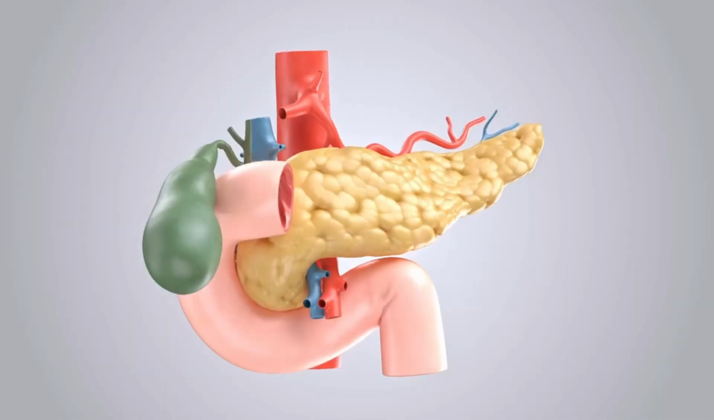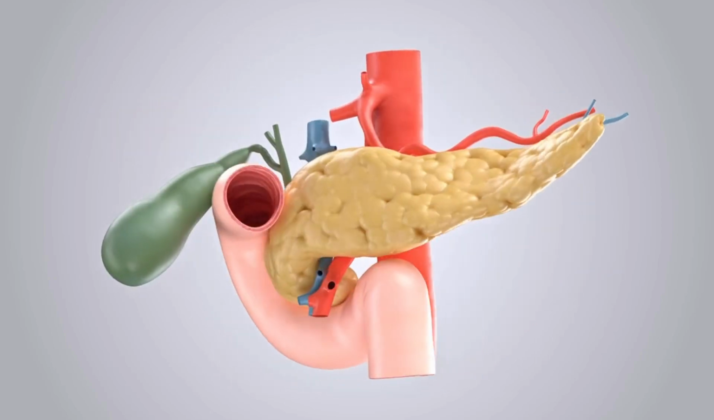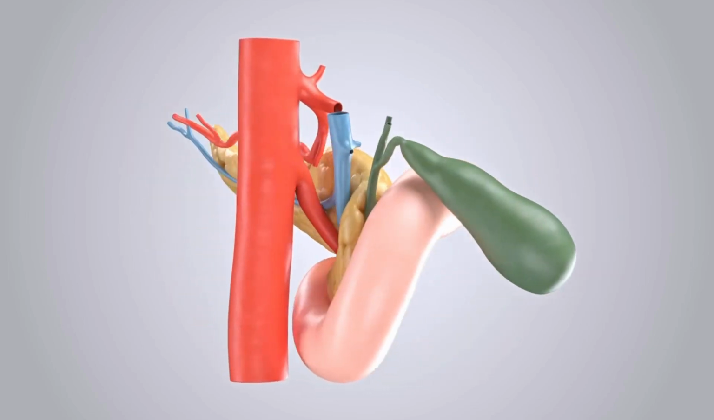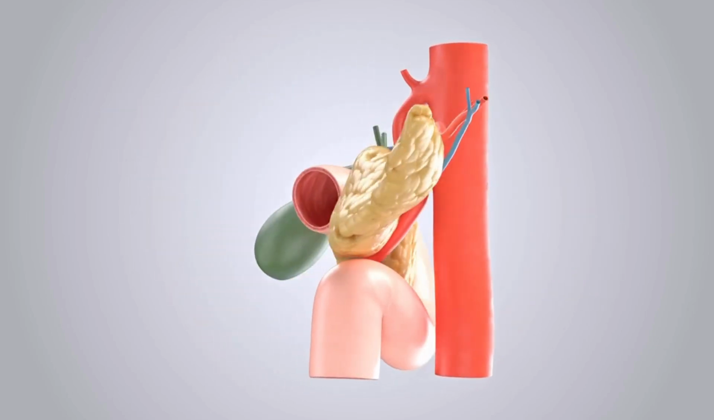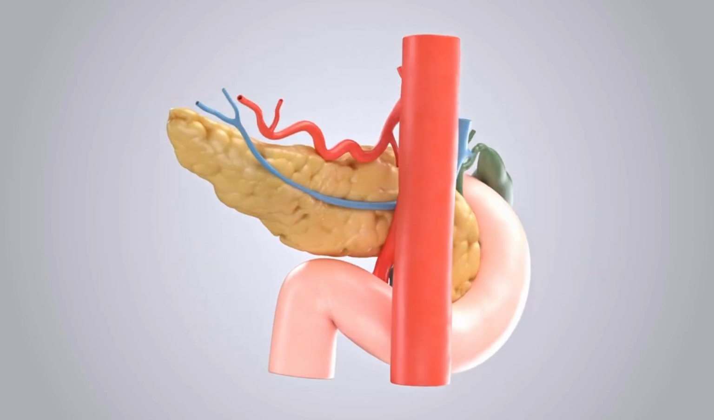Let us recap. Liver makes bile, gallbladder stores and releases bile, pancreas makes enzymes and insulin. These organs are essential for digestion even though food doesn't pass through them.